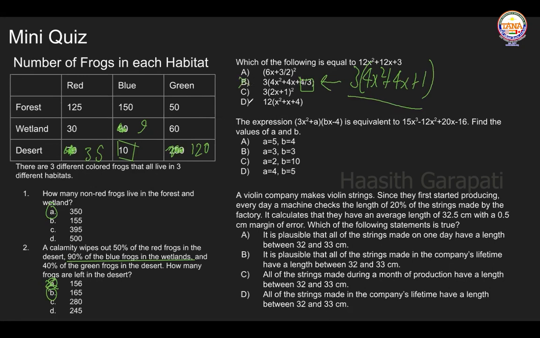B cannot be correct. Now, what about A? If we do 6x squared, that's going to be 36x squared, just on the first term. That's way too large, so A is going to be wrong. What about D? D does give us 12x squared plus 12x, but then the 4 over here, 12 times 4 is going to be 48. So D is going to be wrong. C is going to be correct because if you factor it out, it equals that.